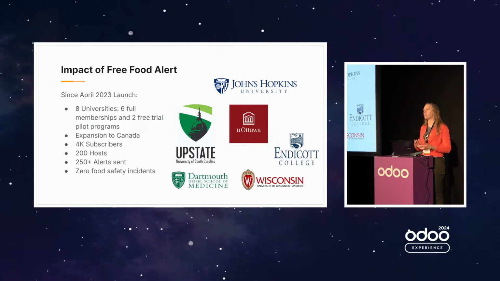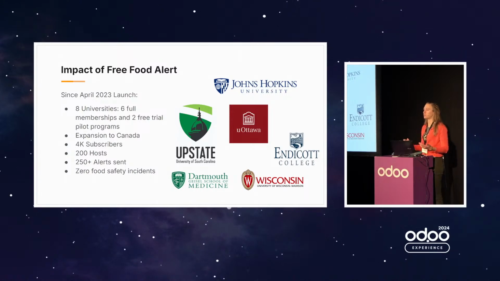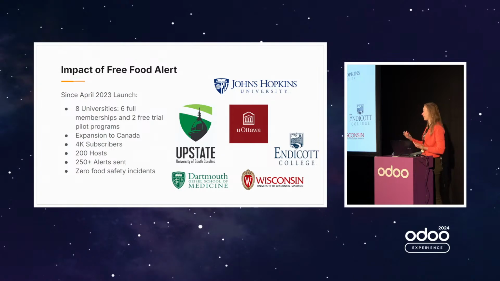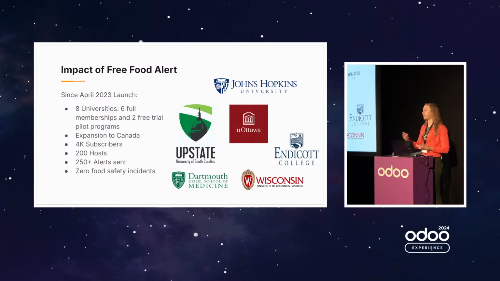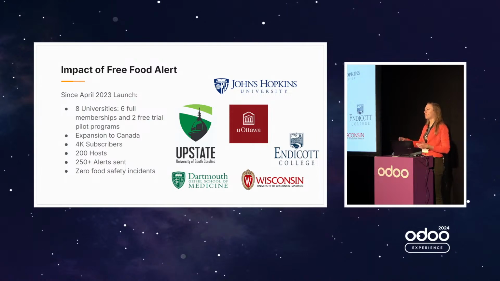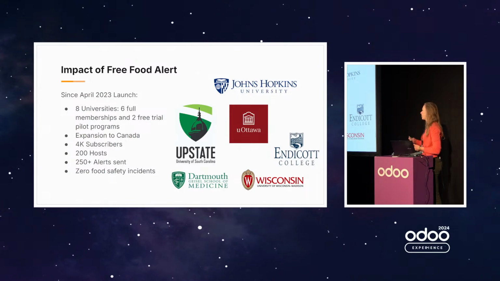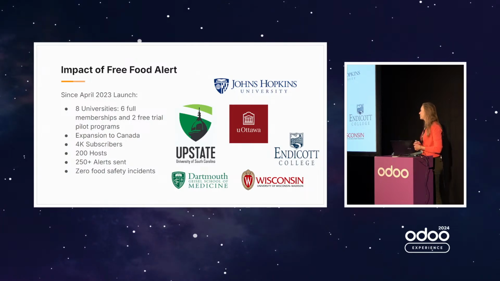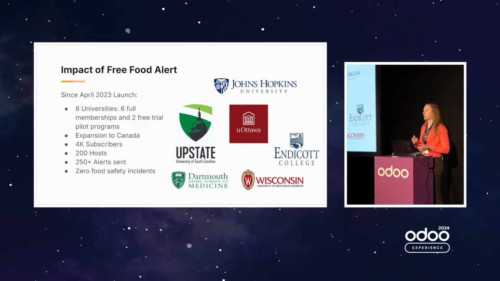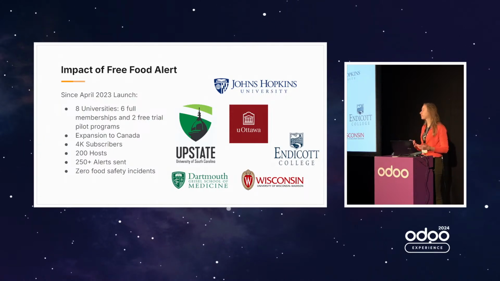So we train them on the food safety aspects of doing a giveaway, we train them on how to actually use the tool and send out an alert from the platform, and then once they've completed that e-learning course, their application is sent to the university administrator, who then reviews the application and approves it so that they can become a fully approved and authorized host. So we have 200 of those as well on the platform, and we've sent out a little over 250 alerts in the past year and a half.